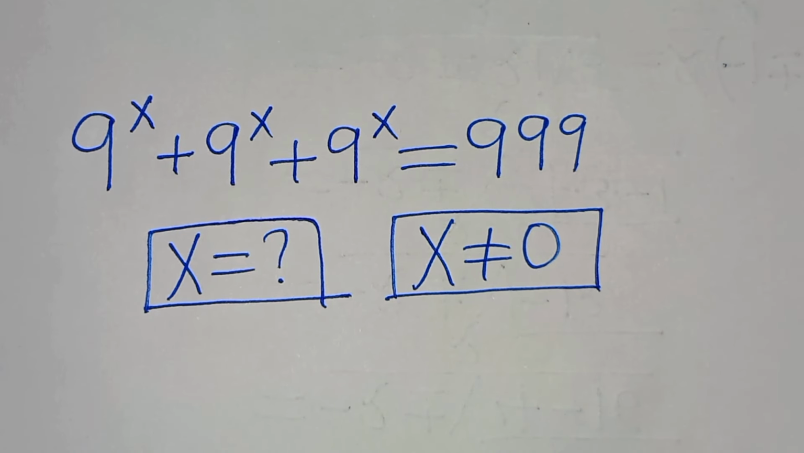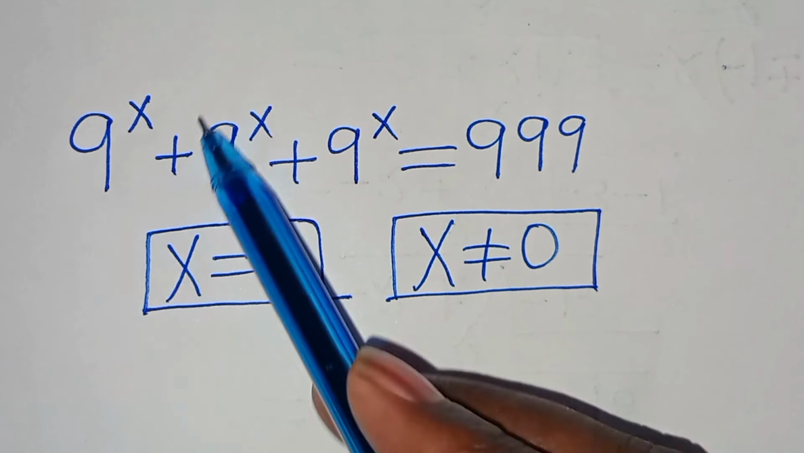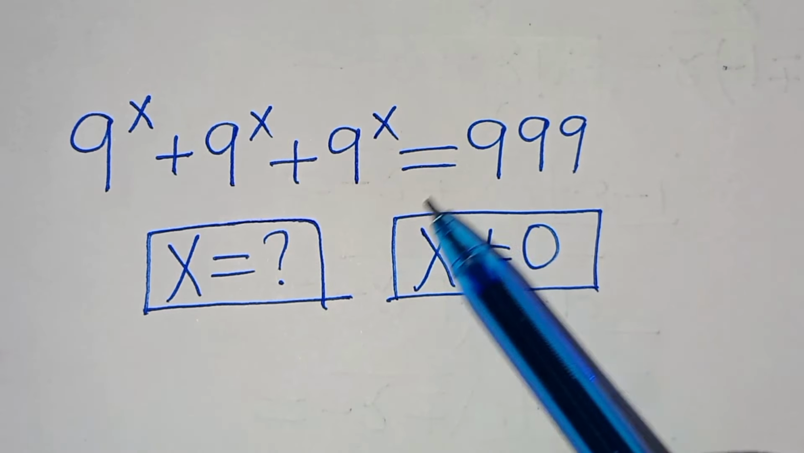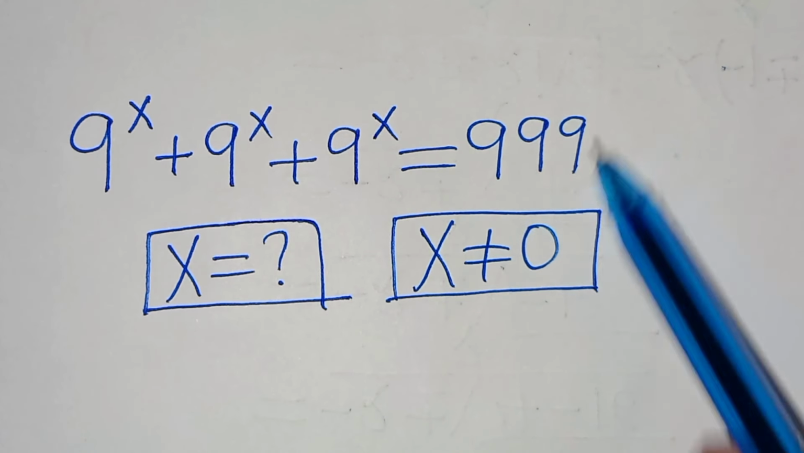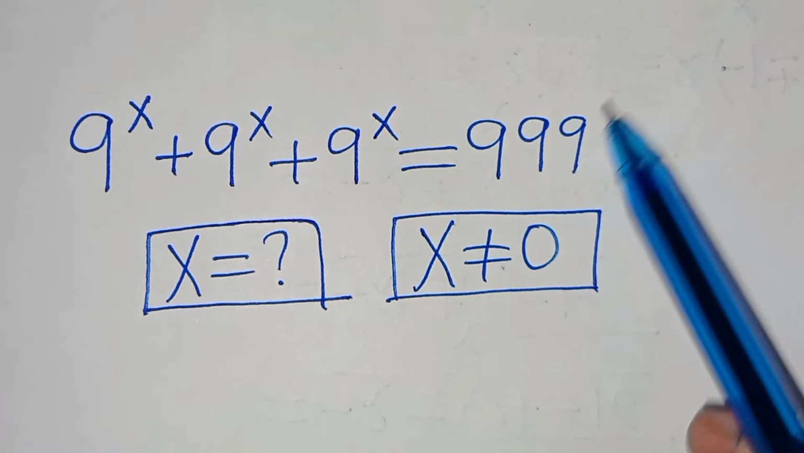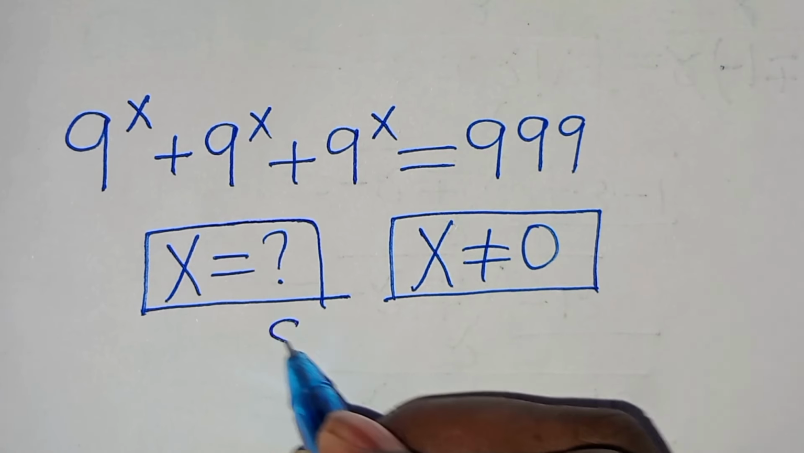Hello everyone, you're welcome to solve this nice exponential equation: 9 to the power of x plus 9 to the power of x plus 9 to the power of x is equal to 999. So what is the value of x here, given that x is not equal to 0? So let's provide a solution here.